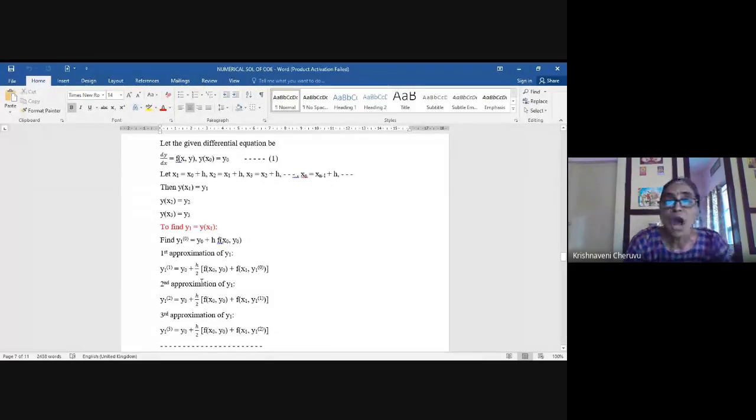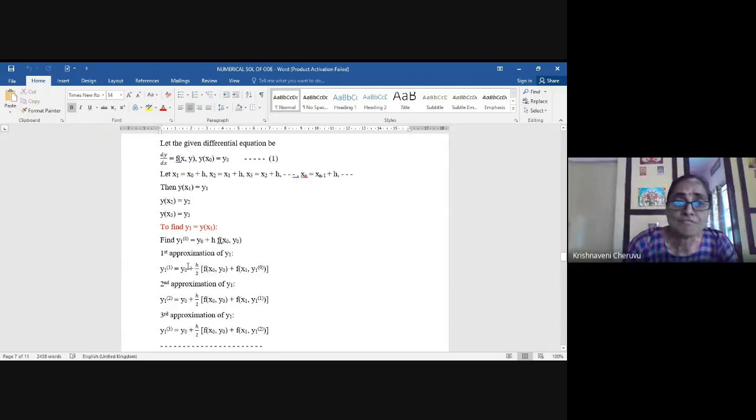So how to find y1 from y0 is given here. You will not get y1 in one step, so you first have to write this: y1 bracket 0 is y0 plus h of f of x0, y0. This is Euler's formula. In Euler's formula we don't put a bracket, but y1 is y0 plus h f of x0, y0. Here you put the bracket, so this is your starting one.